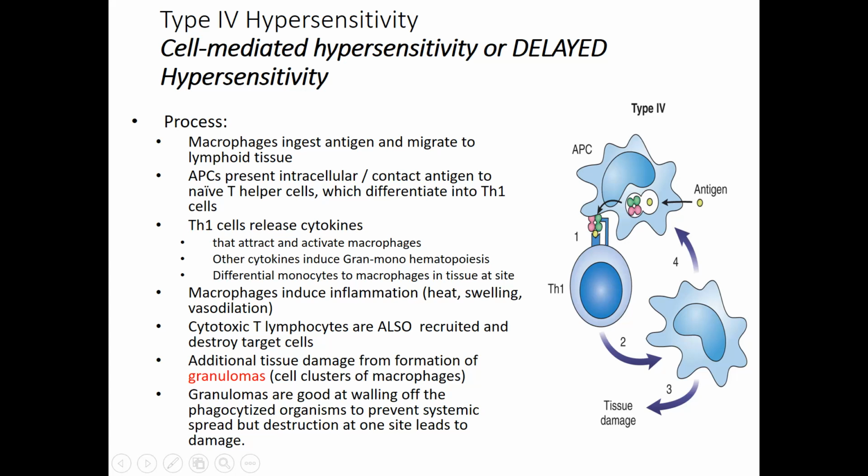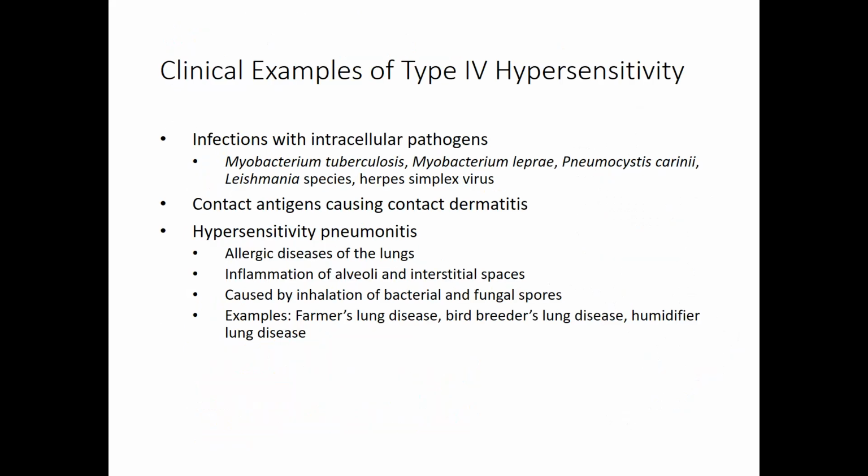Granulomas, very specifically, macrophages are terrific at walling off the phagocytosed organism so that it doesn't spread to the rest of the host. So they form these clusters of protection around the infected site, so that it doesn't go further into the host. It doesn't spread among the host. What are some examples of this?